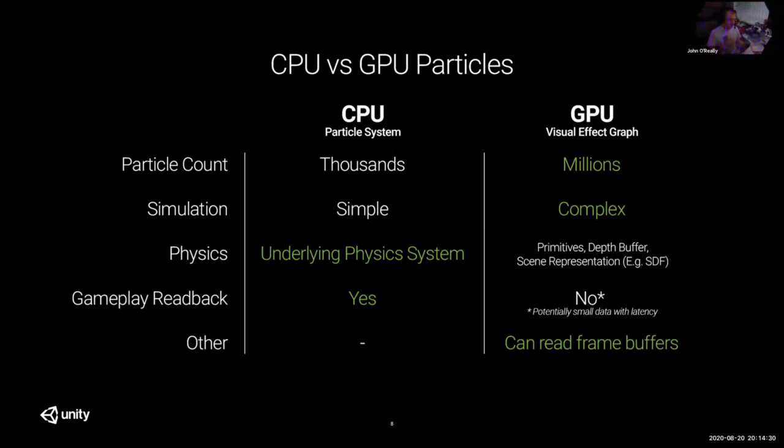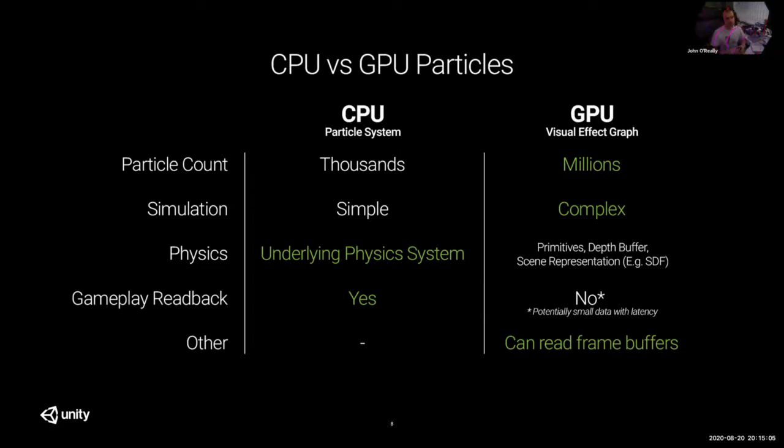When it comes to actually doing physics, so whether or not a particle collides with something, because the visual effect graph is running on the GPU, not the CPU where physics is calculated, you can't actually read back when a particle is colliding with something like you can with a particle system. But you can get around this by baking out certain types of data. You can use the depth buffer from the camera to position particles, and you can use very basic primitives like feeding in a box or a sphere. You can also do scene representation by baking out what's known as a signed distance field, or SDF, file.